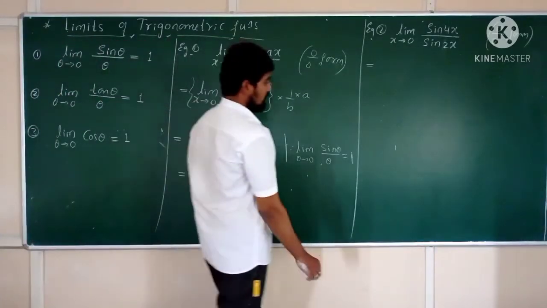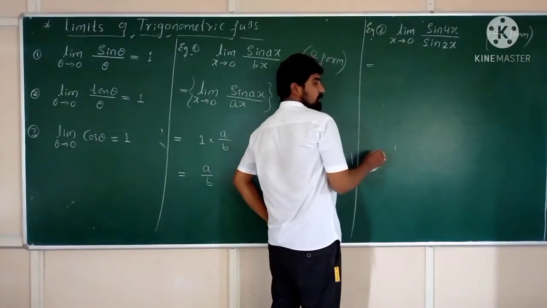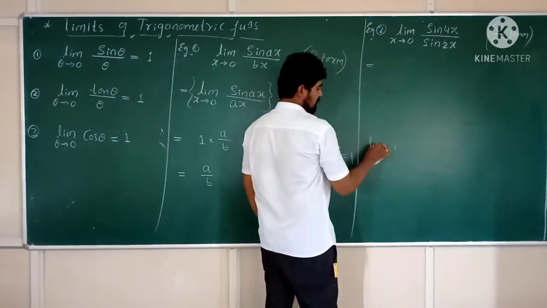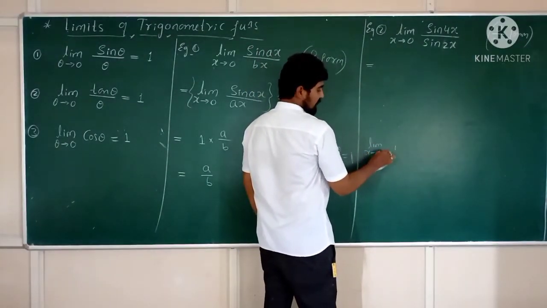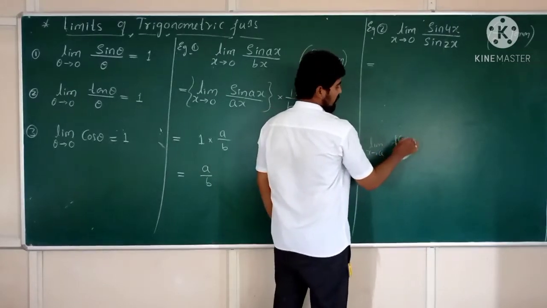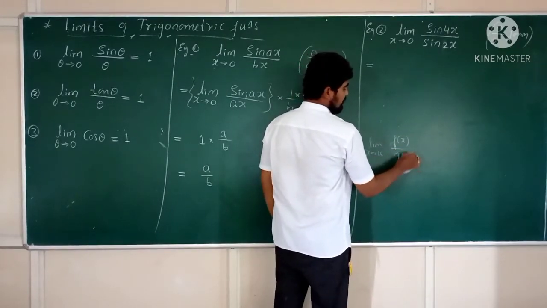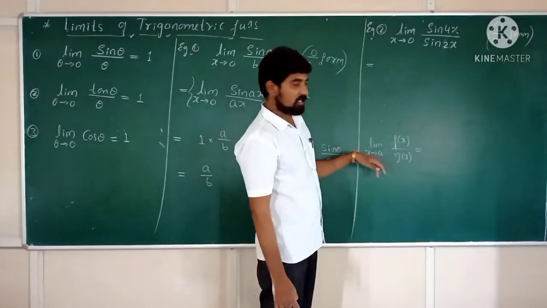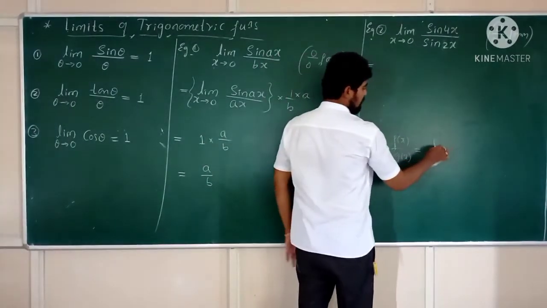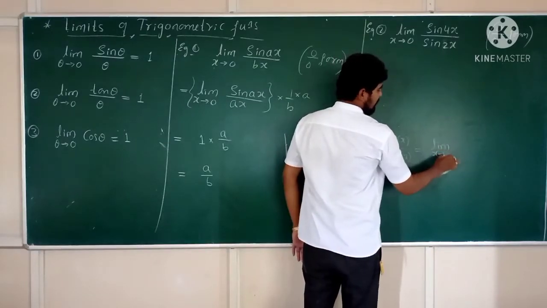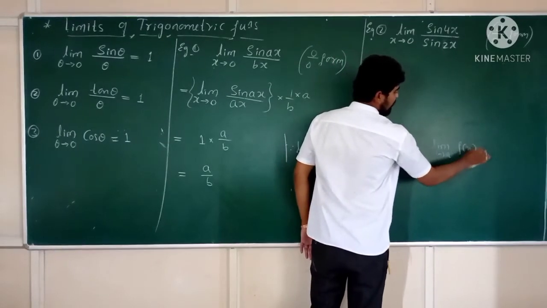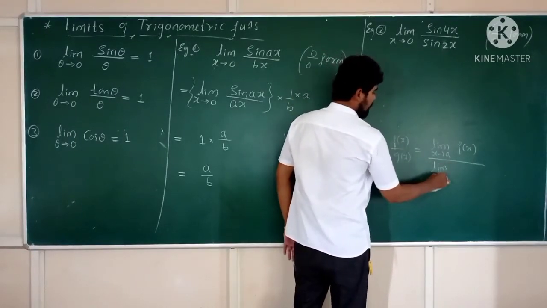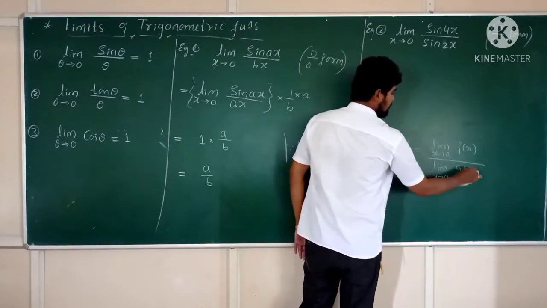So for that, from the algebra of limits, if limit x tends to a, f(x) divided by g(x) exists, then from the rule of limits this can be expressed as limit x tends to a f(x) divided by limit x tends to a g(x).